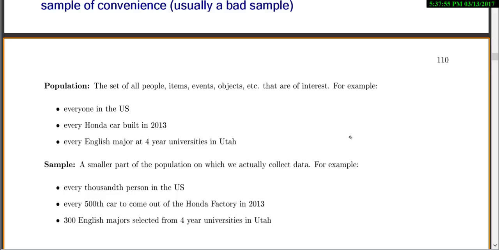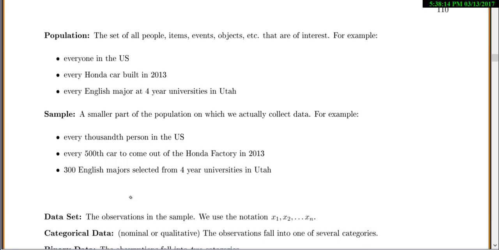Your sample is going to be some smaller part that you actually collect the data on. So for example, you could do every 1,000th person in the US, or every 500th car to come out of the Honda factory, or 300 English majors selected from 4-year universities, etc. So the population is always bigger, everything. The sample is some small part of that.